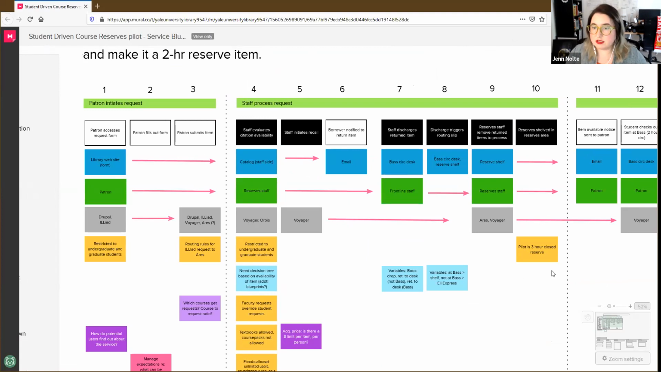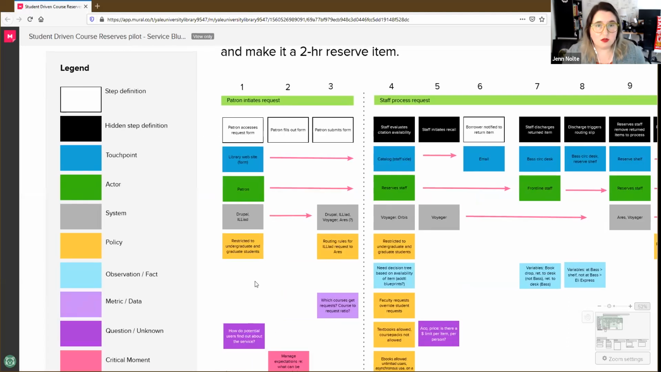Okay, so this is, oh, of course. I mean, there's a reason why I have to keep zooming in, right? There's a lot of stuff here. So let's just hop over.